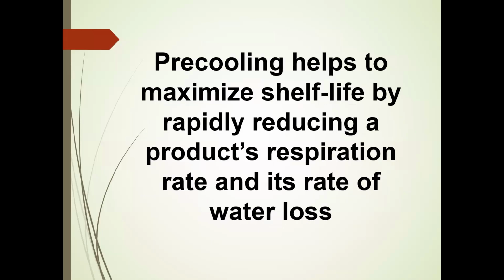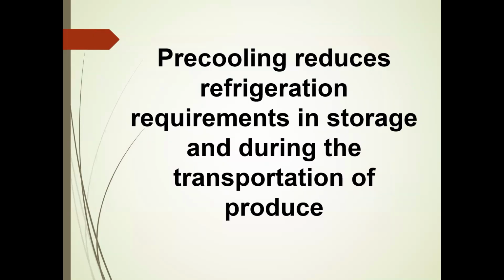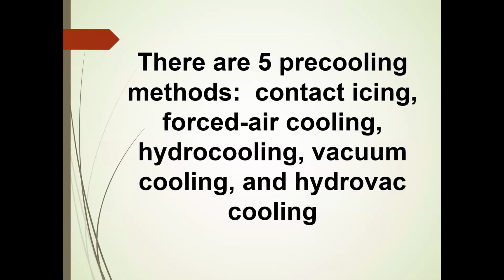Pre-cooling helps to maximize shelf life by rapidly reducing a product's respiration rate and its rate of water loss. Pre-cooling reduces the refrigeration requirements in storage and during the transportation of produce. There are 5 pre-cooling methods: contact icing, forced air cooling, hydrocooling, vacuum cooling, and hydrovac cooling.